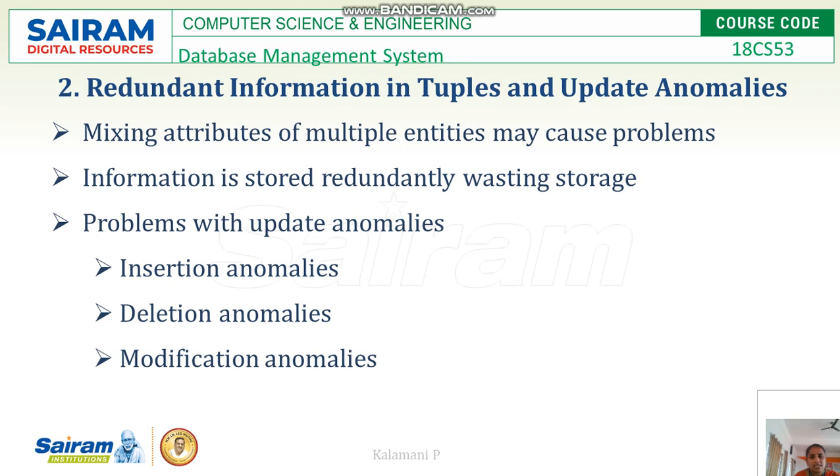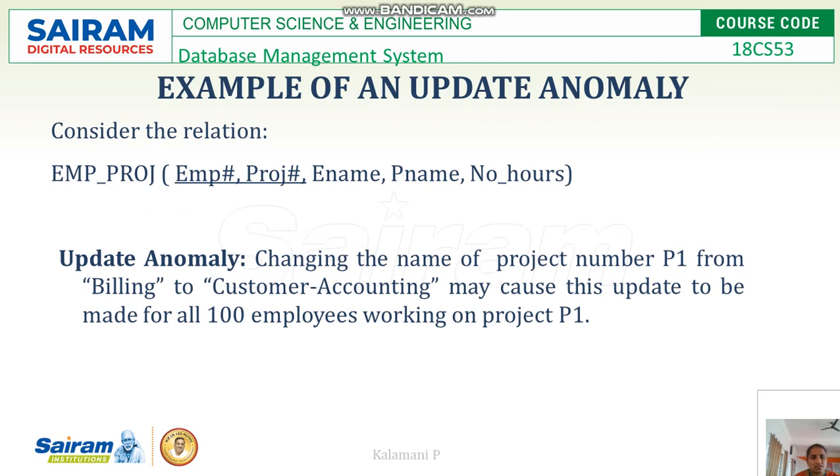Then the second guideline is redundant information in tuples and update anomalies. Due to redundant information in tuples, we are going to face 3 anomaly problems, that is insertion anomalies, deletion anomalies and modification anomalies. Also, redundant information stored means wastage of space. So it is going to cause many problems. We will see how these anomalies arise. For example, employee and project are mixed together, two relations made into one relation, with the attributes employee name, project, and number of hours.